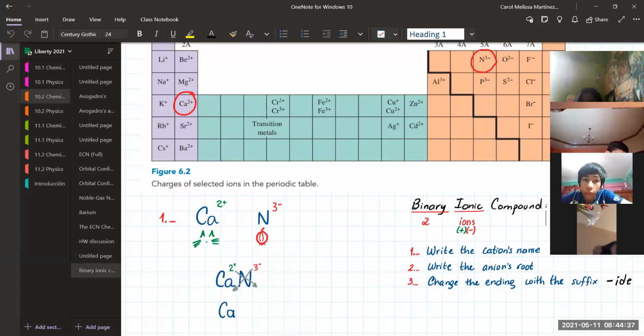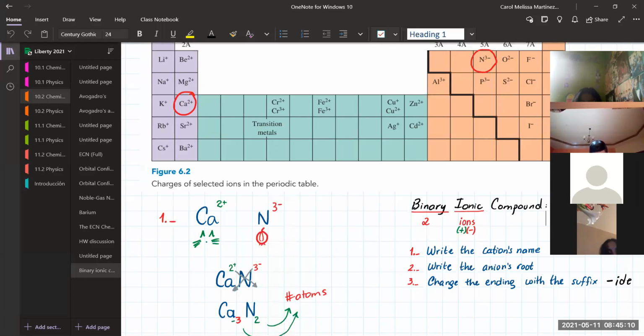Calcium 3, nitrogen 2. Now the charges turn into subscripts, and as you can see, the subscripts don't have a sign, because the subscript represents the number of atoms. So if you put, for example, the negative over there, you are saying that you have negative atoms, and that is incorrect, because I can say that I am 50 years old, but what I cannot say is that I am negative 50 years old. Okay, I don't know if you understand the idea.